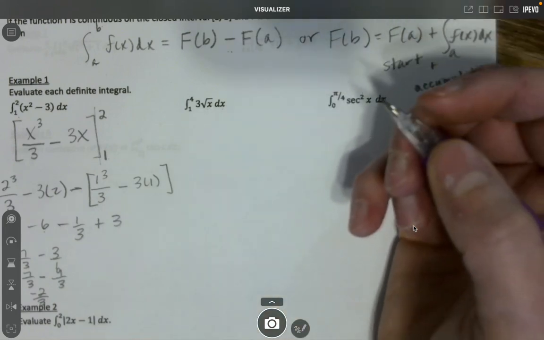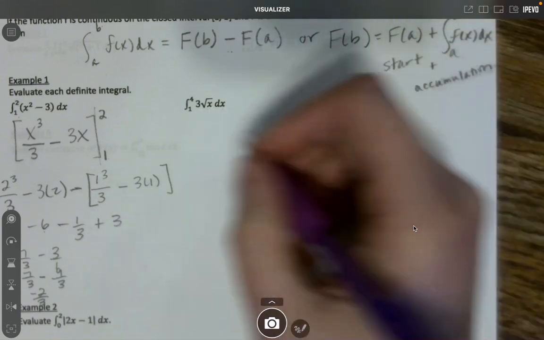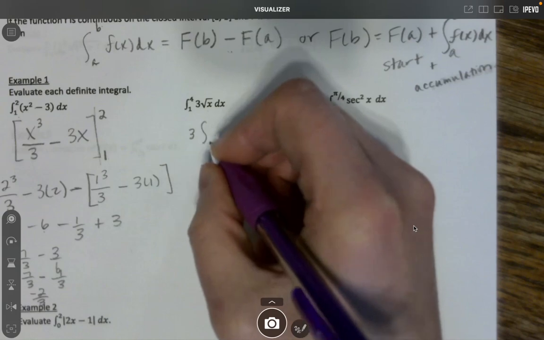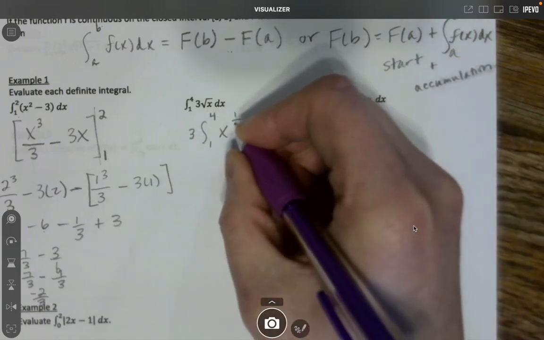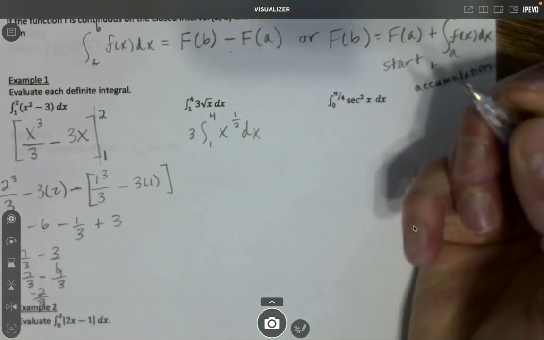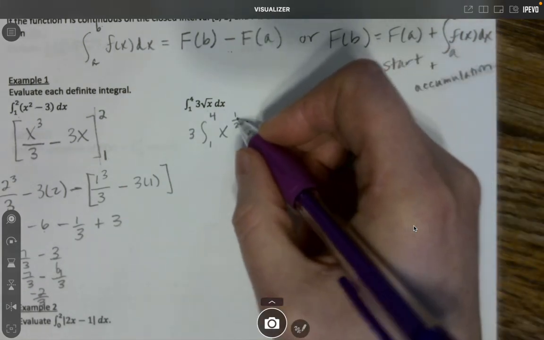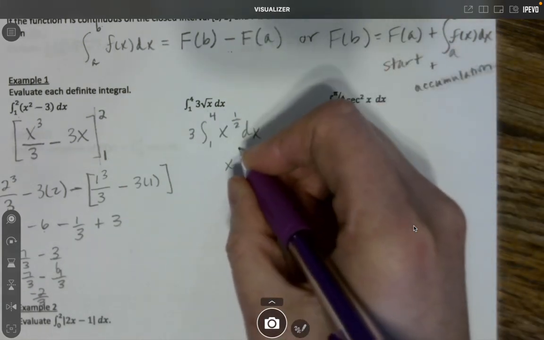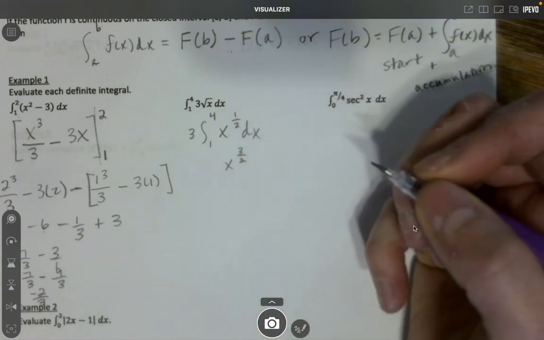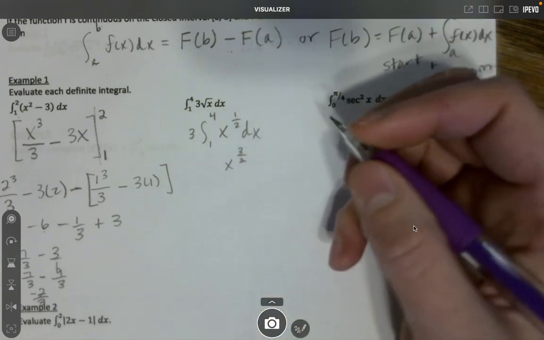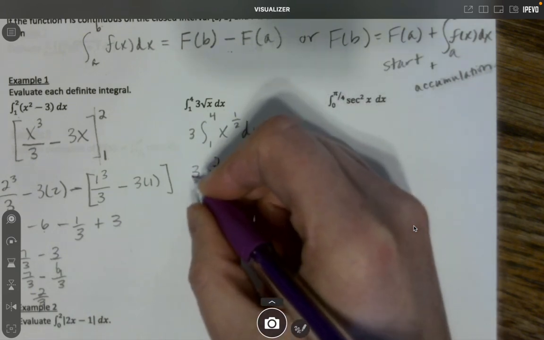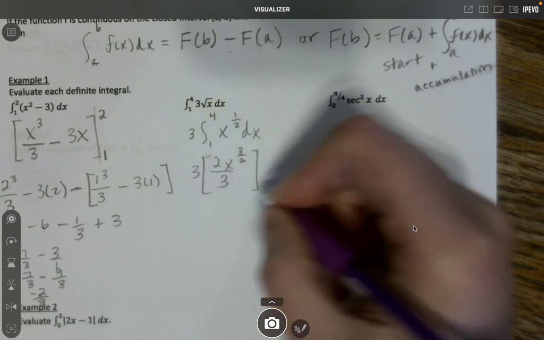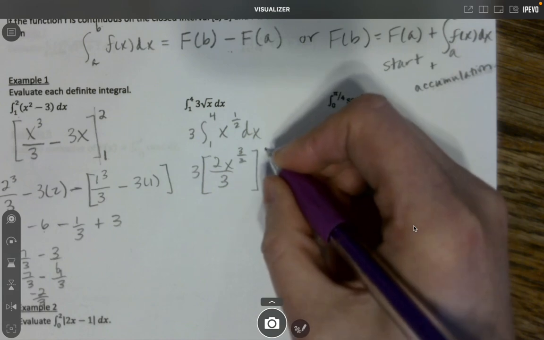of x dx. So remember, 3 is just a constant. I could put that out in the front if I wanted to and just multiply everything by 3 at the end. And I'm going to write my x as the 1/2 power. So when I integrate, I need to add 1 to this exponent. So it's going to be 3/2 power. And then after I'm dividing by 3/2, I'm going to be multiplying by 2 thirds. And then we have this 3 out front. And then we're evaluating this from 1 to 4.